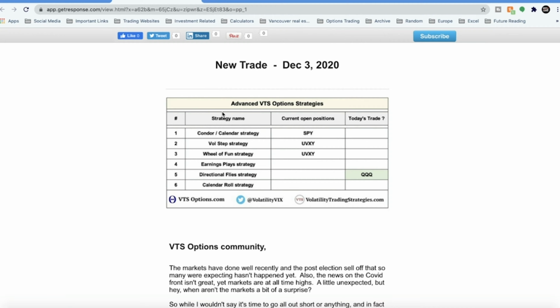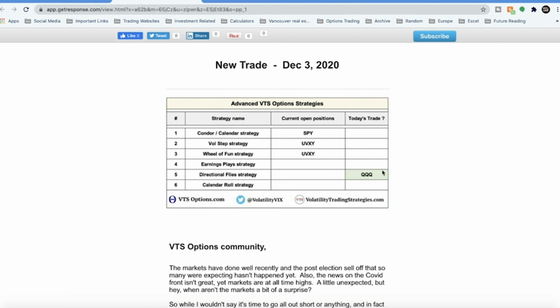This is where I list all the active advanced option strategies that we have. And you can learn more about this in my other videos, but essentially the way that I trade options is I like to trade them from an individual strategy perspective. So for example, the Condor Calendar strategy, I generally trade this as an independent standalone strategy. The same with the Vol Step, the Wheel of Fun, all of these are considered individual strategies. And then when I combine them into a diversified portfolio, that's when they add the layers of protection so I can reduce the drawdowns and make a nice stable rate of return.